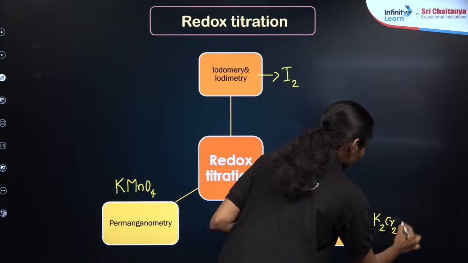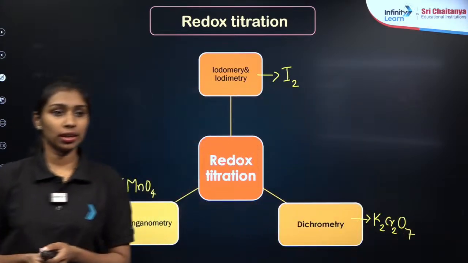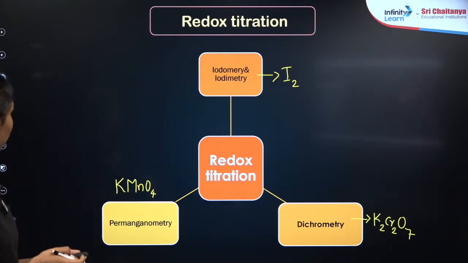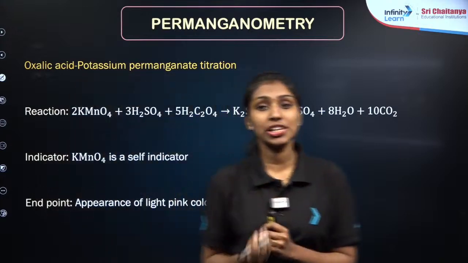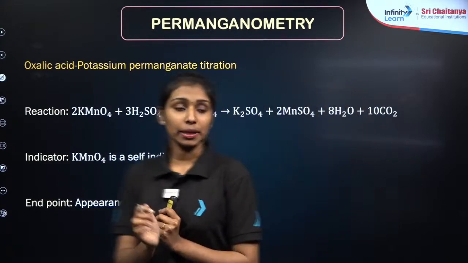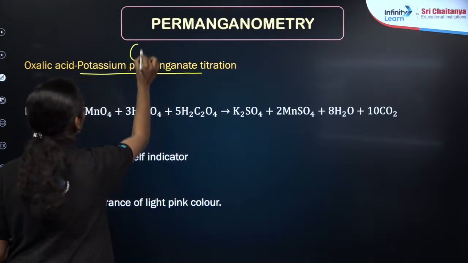That is, potassium dichromate is used as a major chemical in the case of dichromatry. Now let me move to the redox titration, that is the permanganometry titration. What do you mean by permanganometric titration? As I already mentioned, the major component used will be potassium permanganate, KMnO4.